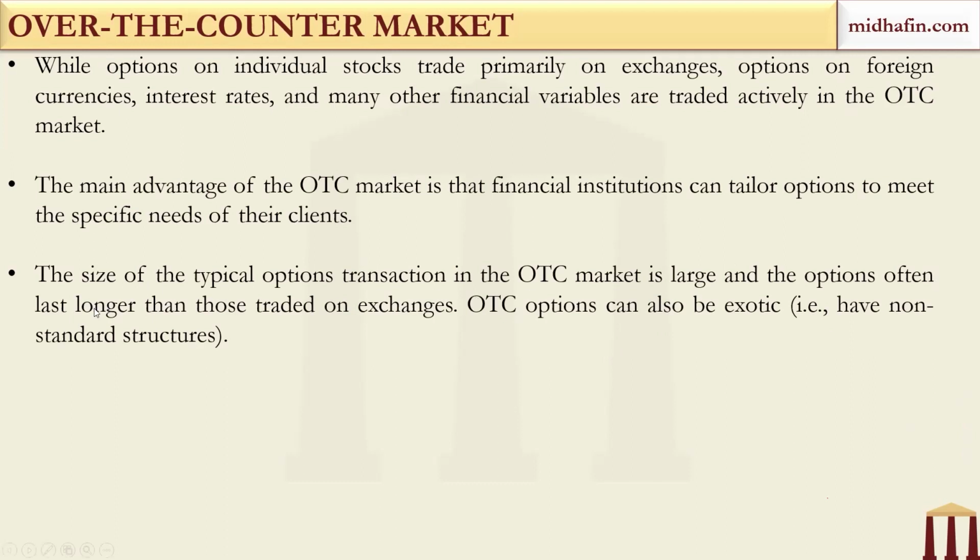And they also have maturities longer than those we see on the exchanges. They can have maturities lasting as long as 5 years, 10 years also. And OTC options can also be exotic in nature. OTC options can have standard specifications like what we have studied so far: a fixed strike price, fixed maturity, a clearly defined underlying asset price, and simple payoff calculation. That's one way. Then it can be exotic also, which have non-standard structures.